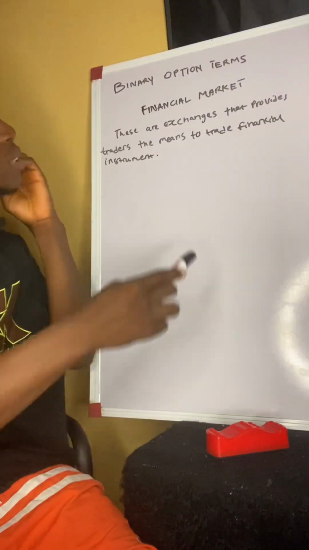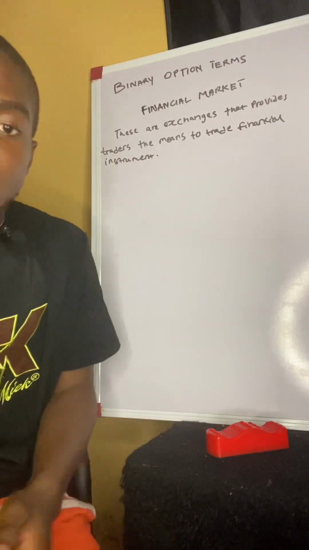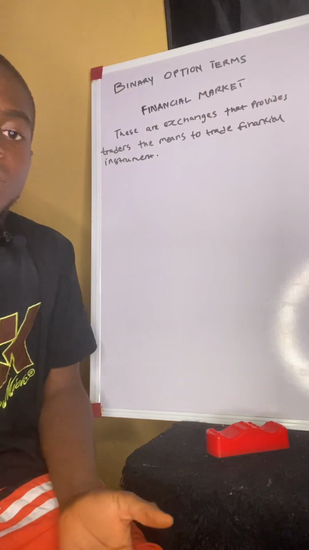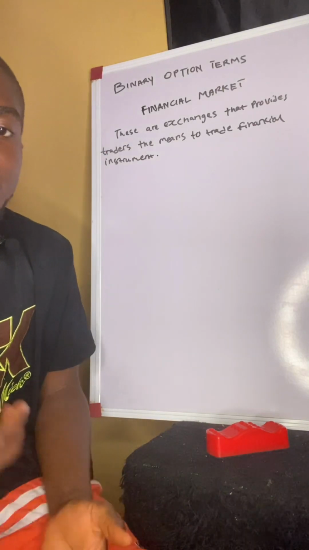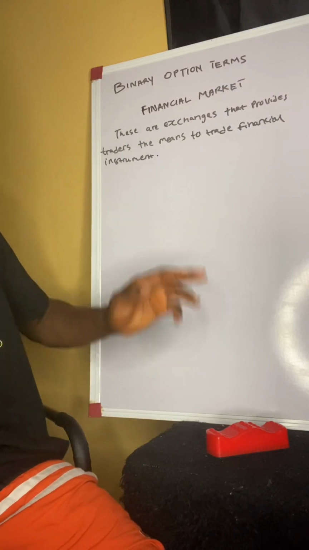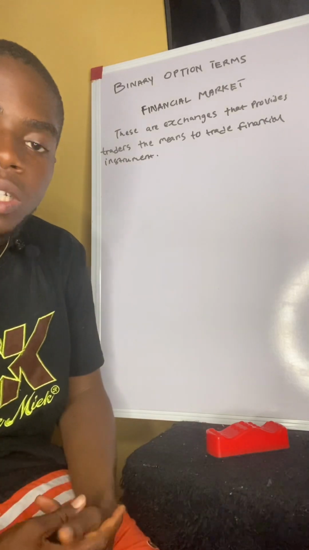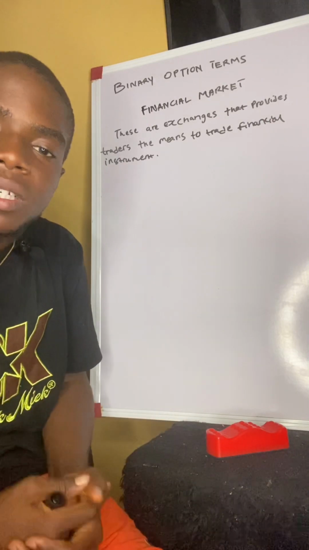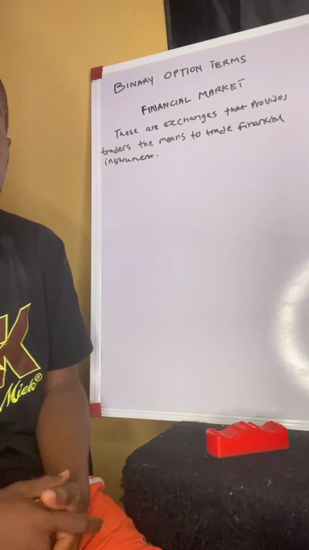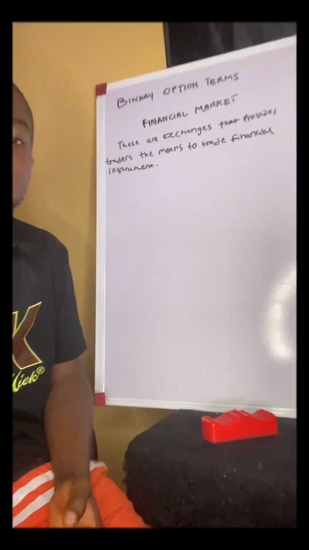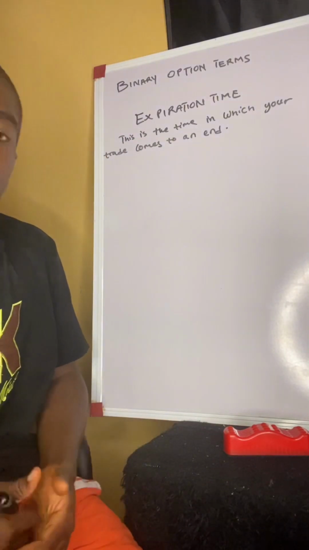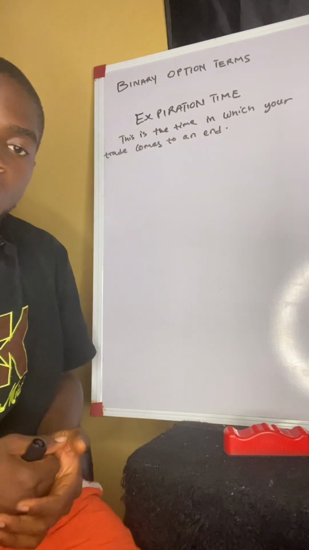Yes guys, look at the term financial market. Financial markets are simply exchanges that provide traders the means to trade financial instruments. That's it, the means to trade financial instruments. This means financial market. For example, the forex market provides the means to trade the currency pairs, the various currency pairs in the market, and so on, guys. Come on, guys, let's go to our next term. Next, look at the term called expiration time. Expiration time is simply the time a trade comes to an end.